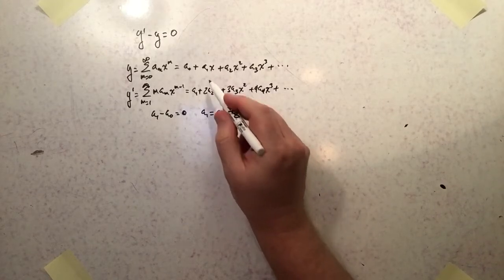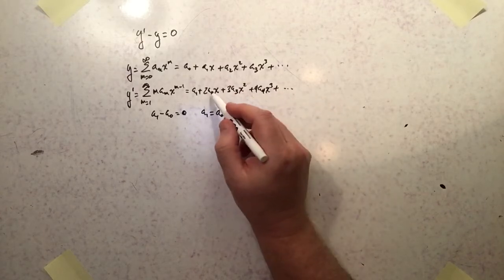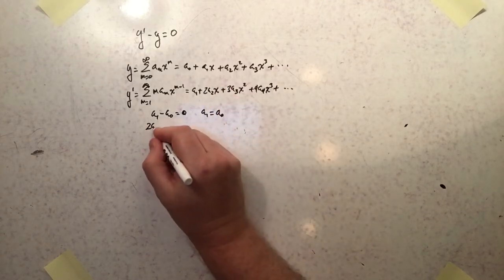Let's see if the next term gives us even more relationships. The only x terms in the entire series are going to be 2a2 and a1, so 2a2 minus a1 equals 0.